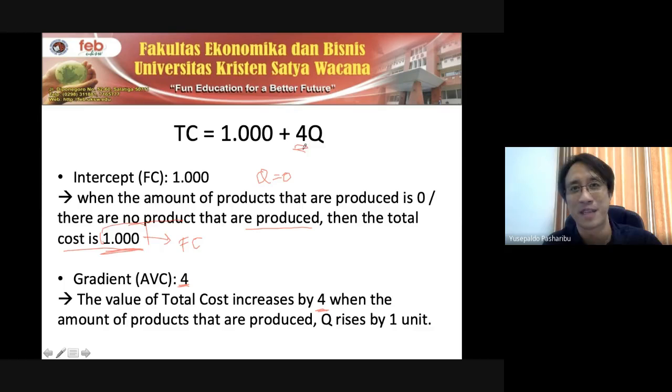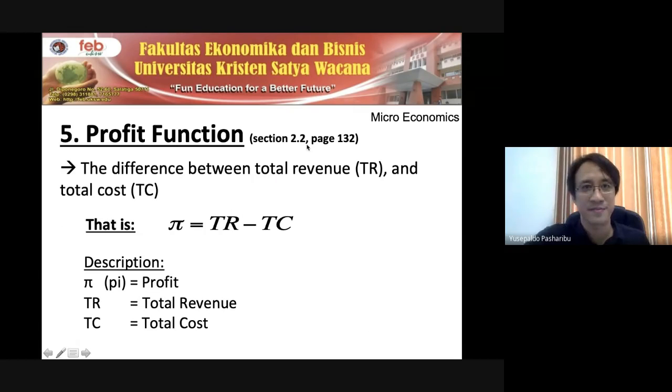For example, if it is dollar, then you can type dollar. If it is in rupiah, then you put rupiah, for example in billion rupiah, etc. When the amount of the product produced, Q, rises by 1 unit, then the total cost also rises by 4. That's for gradient, average variable cost. Clear enough? Okay.